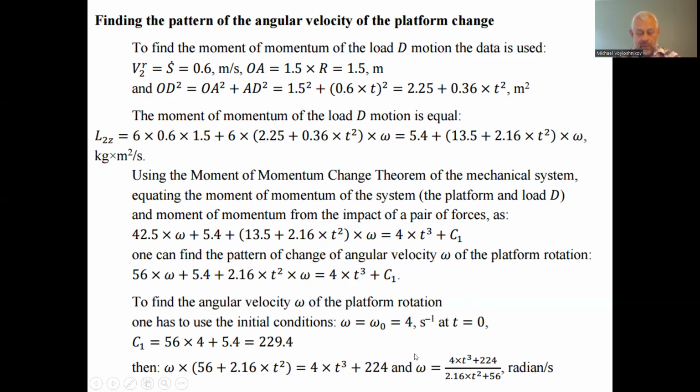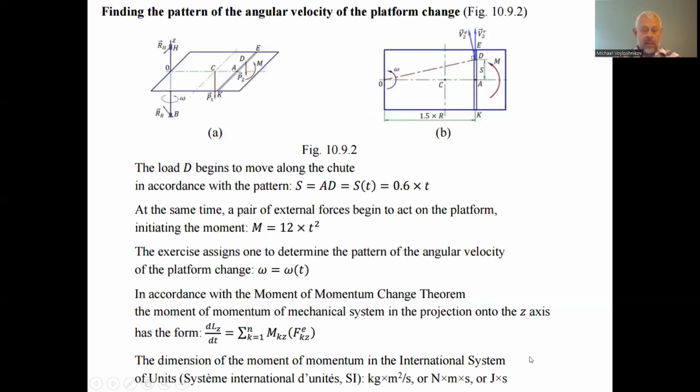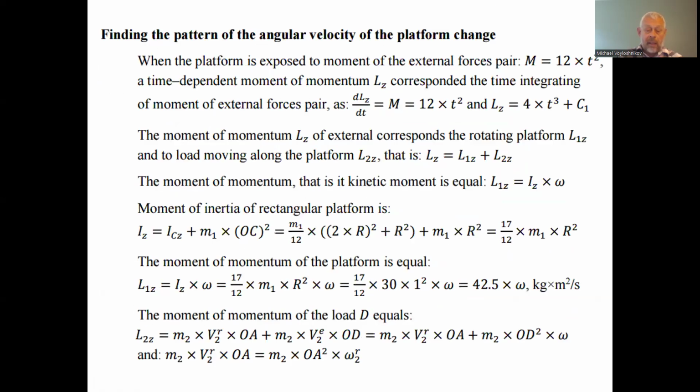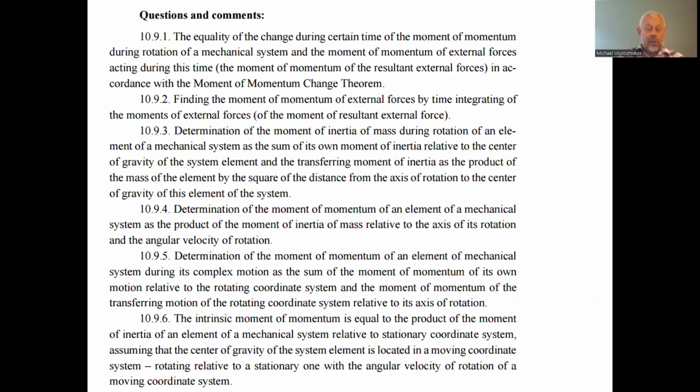That's what we have to find due to the assignment of the motion of this platform with the load and action of the external moment. This is flat motion, and all the data we had here assigned: the moment dependence on time and the coordinate s, or location of the load, dependence on time as well. The masses we have, the sizes of the platform. This is all we have, and the masses of the platform and the load, etc. Questions and comments.